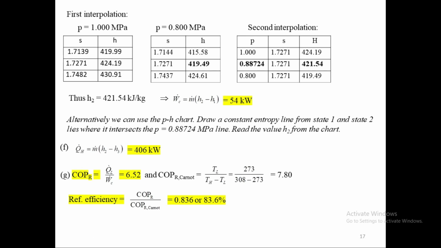Okay. So now we know the values at 1 and 0.8. We want to find out the value at 0.88724 in our pressure. So the entropy value and enthalpy value at 1 and 8 are copied here. And then at this one we know the entropy is this much, enthalpy we need to figure out. So the enthalpy we figure it out again using the entropy formula. So we will find out here that H2 is equal to 421.54.